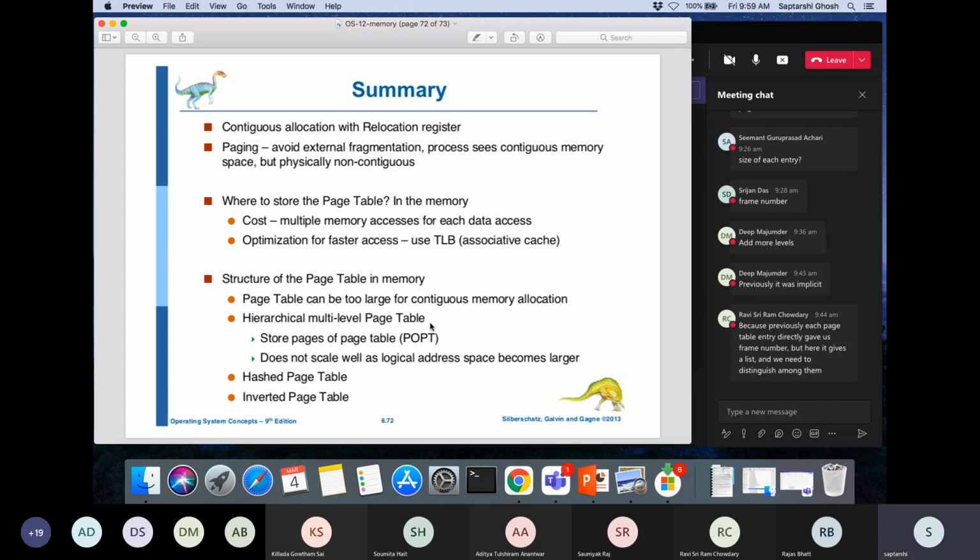So again, the slides will be available. Go through them. I know that what we discussed today might be a bit confusing, but go through the slides and also go through the book. The book gives much more explanation than what is in these slides. There are multi-level page tables. Do understand that.